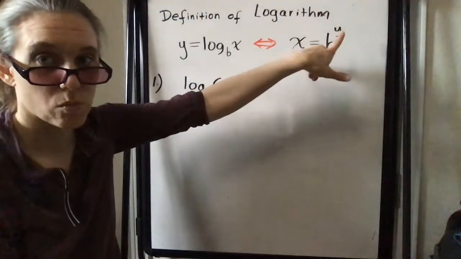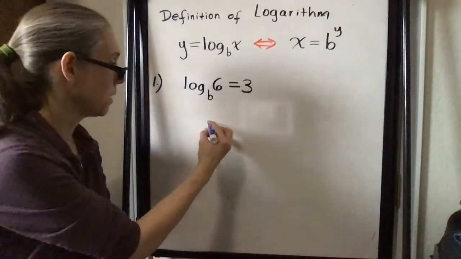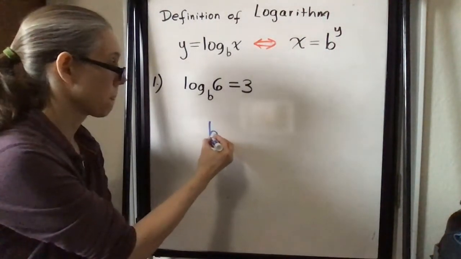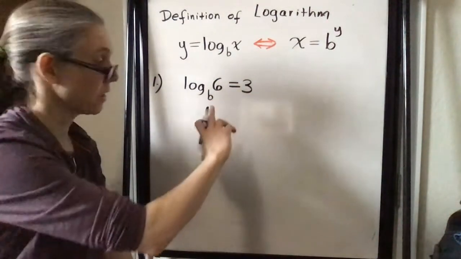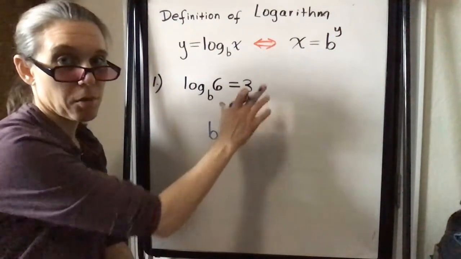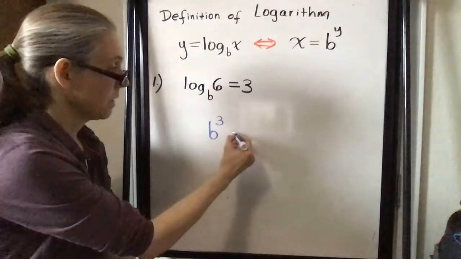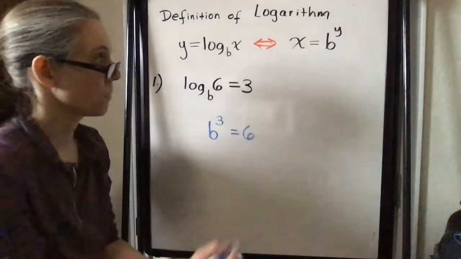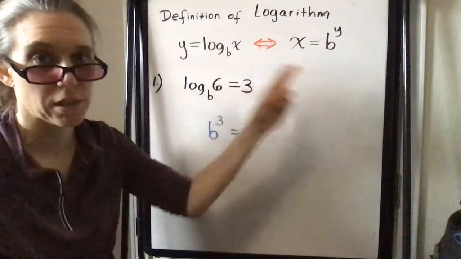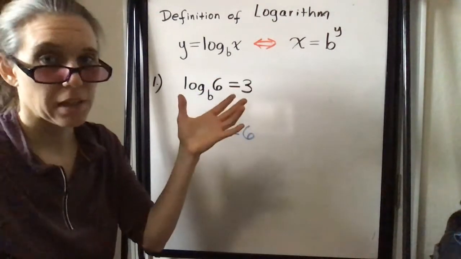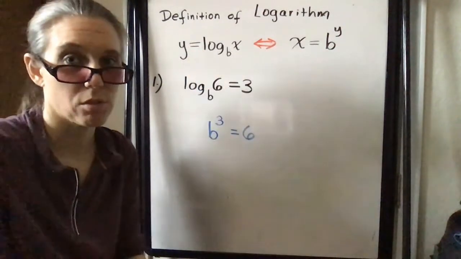But these two are going to swap spots. The down low number is still b, and these two swap. Instead of what looks like b to the 6th, we swap these, and we get b cubed is equal to 6. So what we're doing is just learning how to go back and forth between these forms. You don't have to be an expert at logs. All you need to know is how to go back and forth between these two forms.